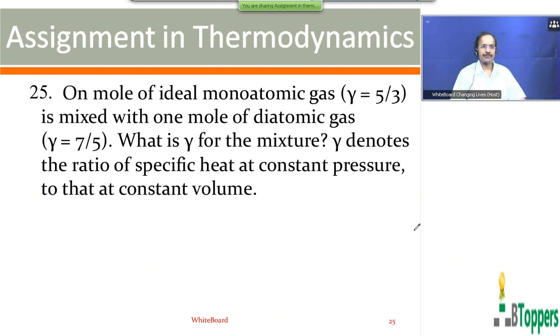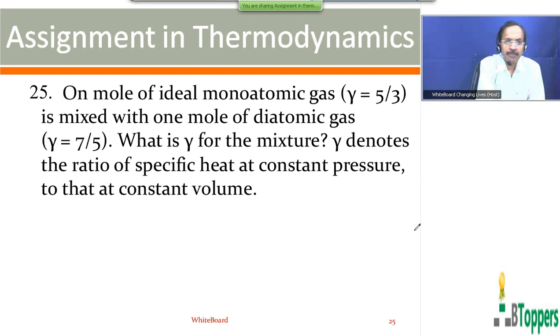See the next question here, question number 25. 1 mole of ideal monatomic gas, gamma equal to 5 by 2, is mixed with 1 mole of diatomic gas, gamma equal to 7 by 5. What is gamma for the mixture? Gamma denotes the ratio of specific heat at constant pressure to that at constant volume.